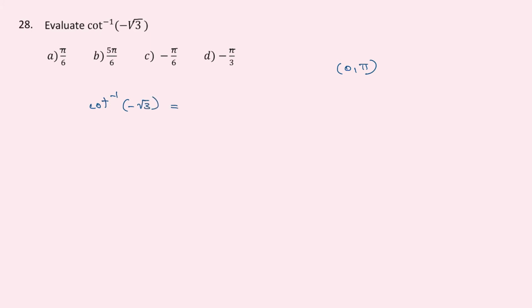We can write this as pi minus cot inverse of root 3. Cot inverse of root 3 is 30 degrees, pi by 6. Pi minus pi by 6, let us take LCM, 6 pi minus pi over 6. The answer is 5 pi by 6. B option, which is 5 pi by 6.